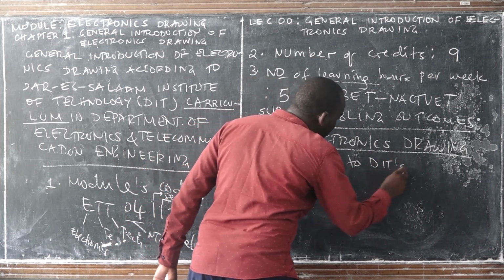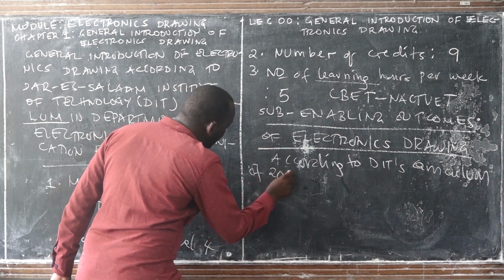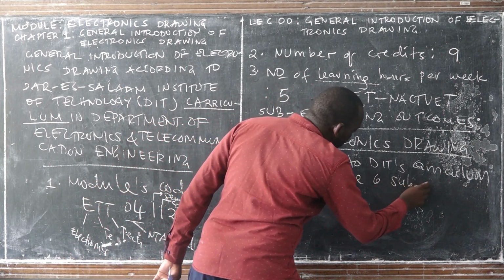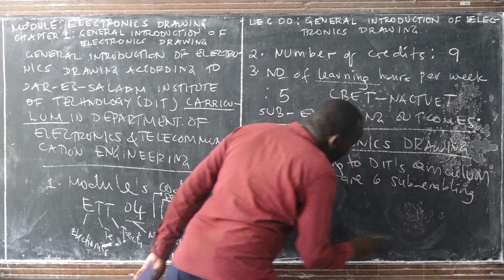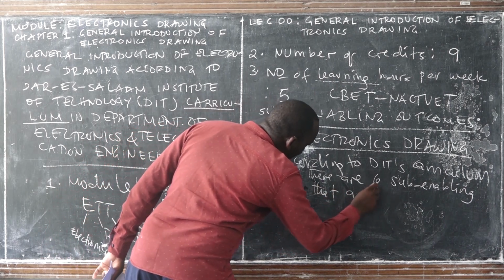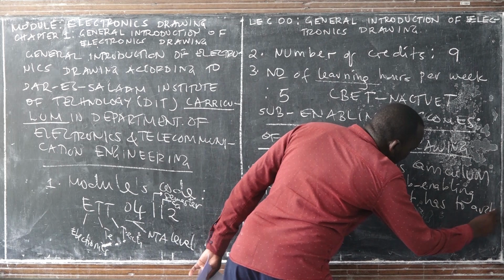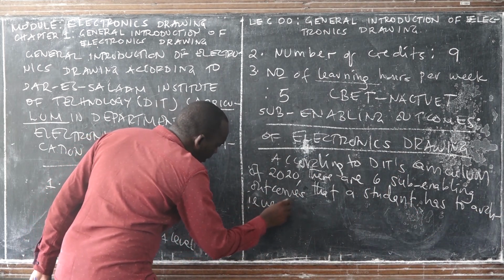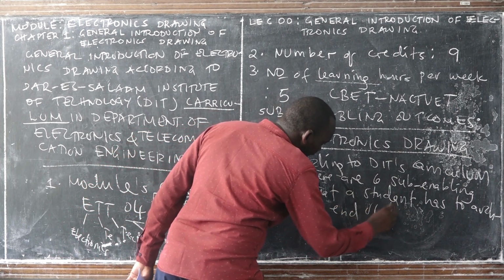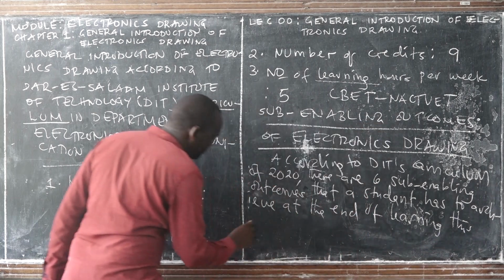So he said that according to DIT's curriculum of 2020, there are 60 sub-enabling outcomes that a student has to achieve at the end of learning this module.